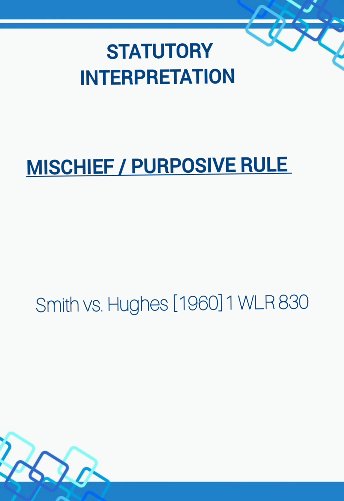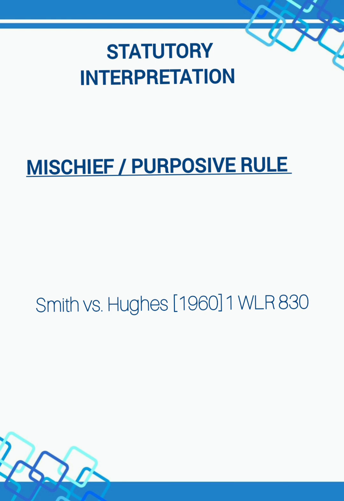Let's look at the case of Smith versus Hughes, 1960. The defendants were charged under the Street Offences Act of 1959 with soliciting in a public place. The prostitutes were soliciting from windows, technically not a public place. The mischief rule was applied to interpret that the prostitutes were doing what the statute was trying to abolish, so they were convicted. Let me repeat this case. Under this case, the defendants were charged under the Street Offences Act of 1959 with soliciting in a public place. Literally, the prostitutes were soliciting from windows, not in a public place. Are we together?